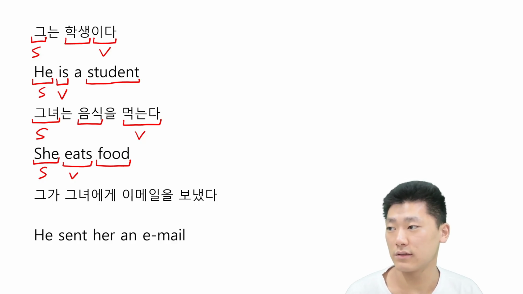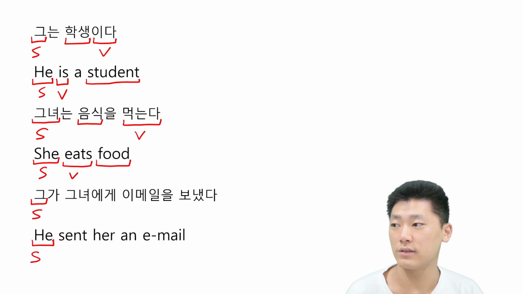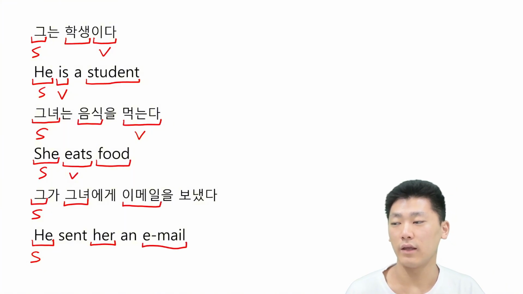And in the third sentence, 그 means he, which is the subject, so 그 is the subject, and 가, we will talk about this later. And 그녀 means her, and 에게, we will talk about this later also. And email means email, and we will talk about this later. And 보냈다 means sent, which is the verb, so 보냈다 is the verb.